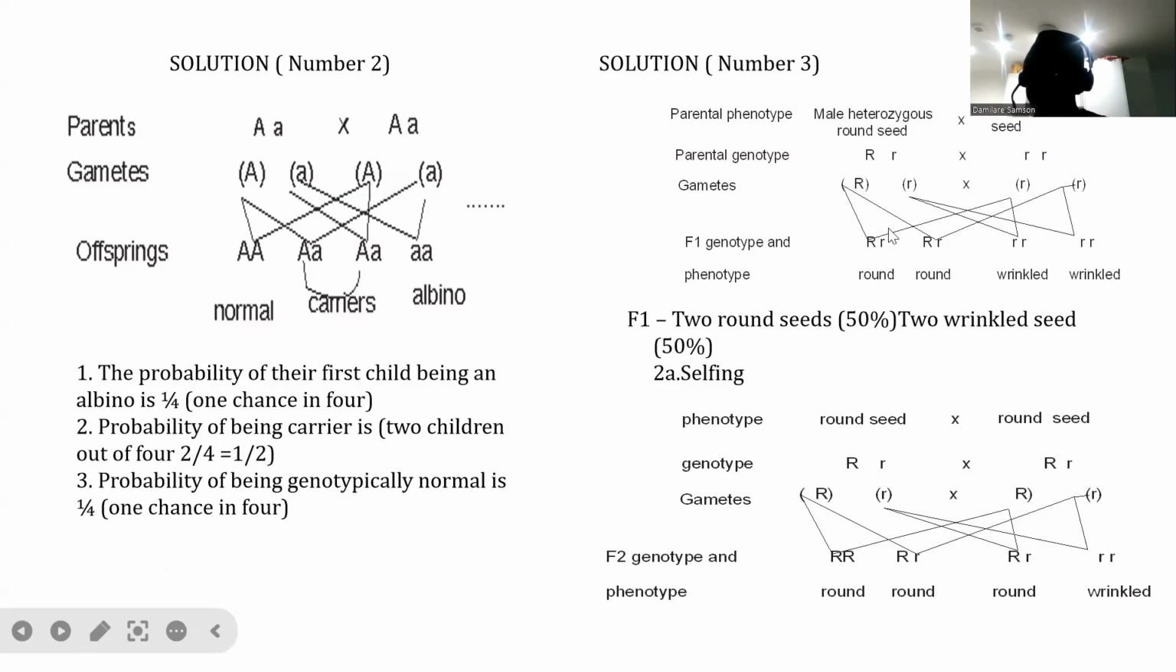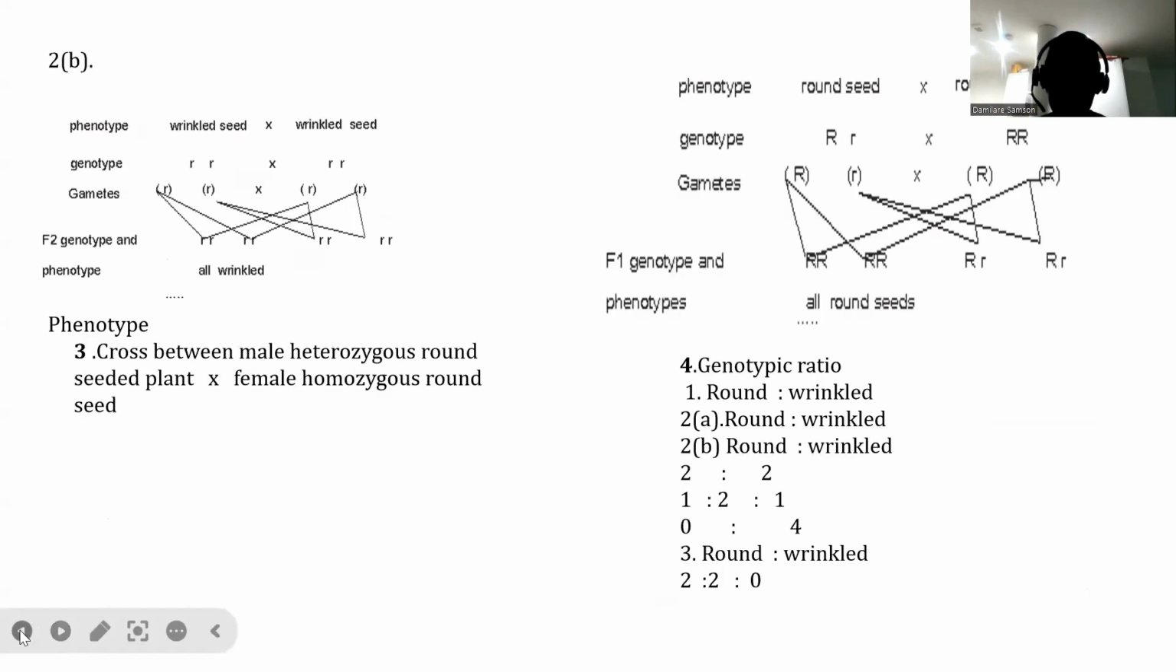The gametes, you cross them: capital R, small r, capital R, small r, with small r, small r, small r, small r. So in the F1 generation, what are you going to have? You have two round seed, which is 50%, and two wrinkled seed, which is also 50%. So it will be 50-50. That is 2A.